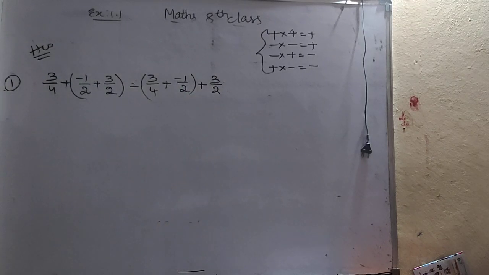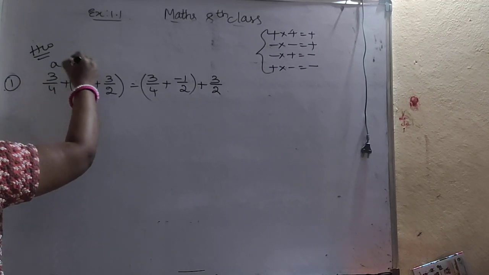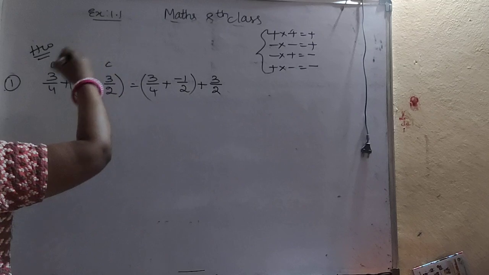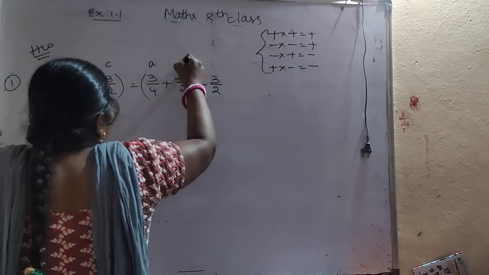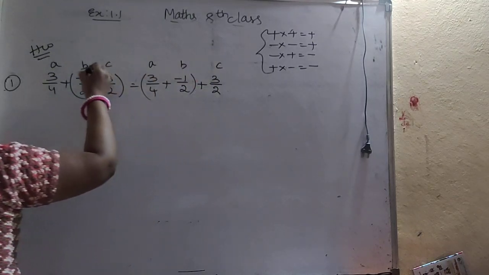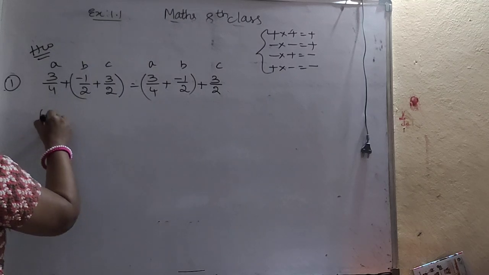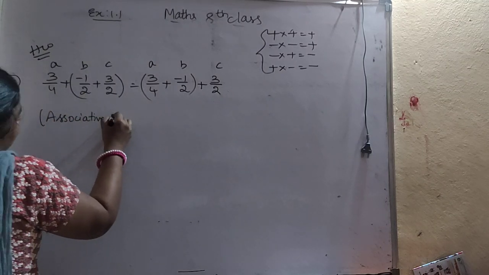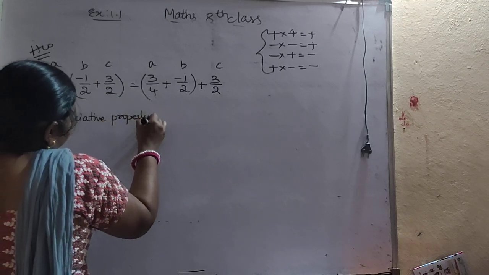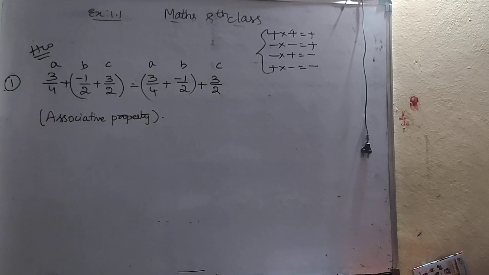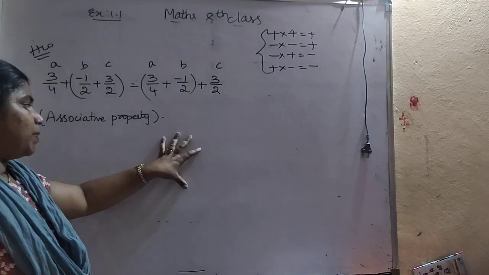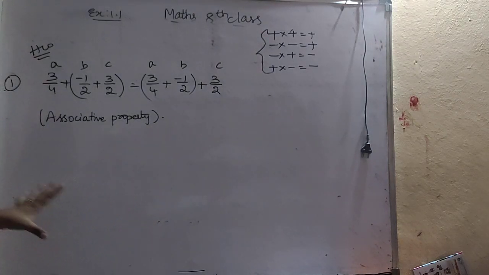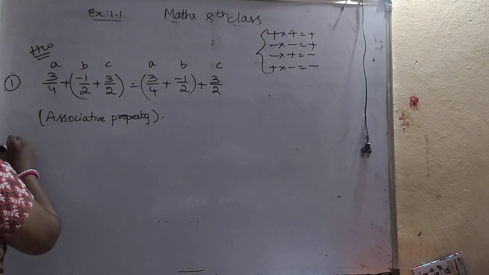So if you see this, 3 by 4 plus of minus 1 by 2 plus 3 by 2. So this is the A value. This is the B value. This is the C value. Here also A value, B value, C value. Only the brackets have been changed. So I have given it in the form of the associative property. So both the LHS part and RHS part answers will be the same. So you try to solve this.